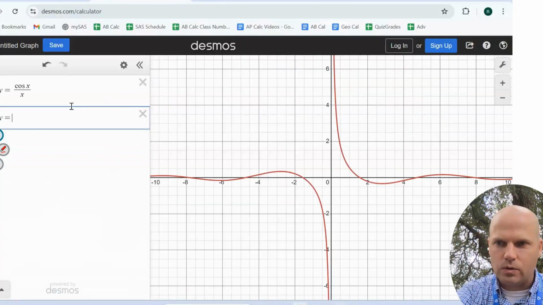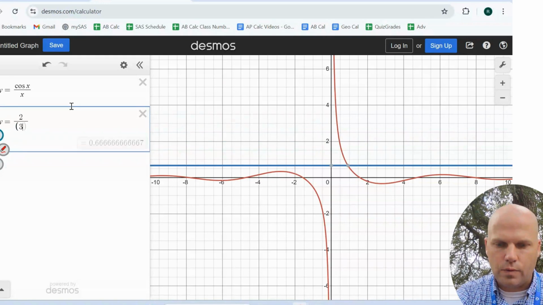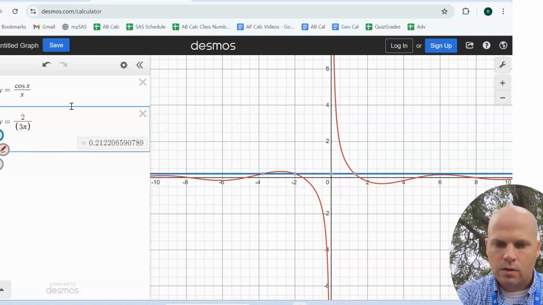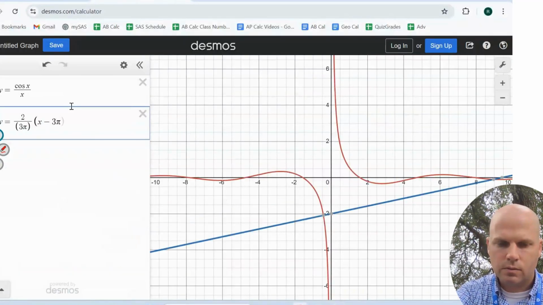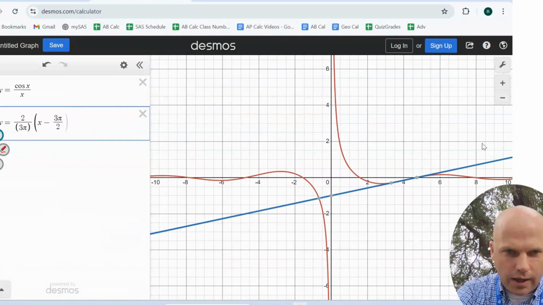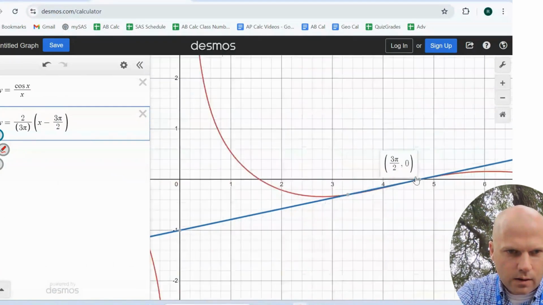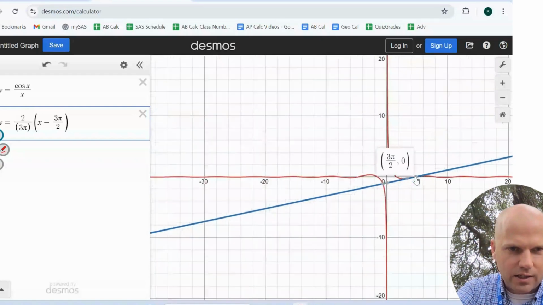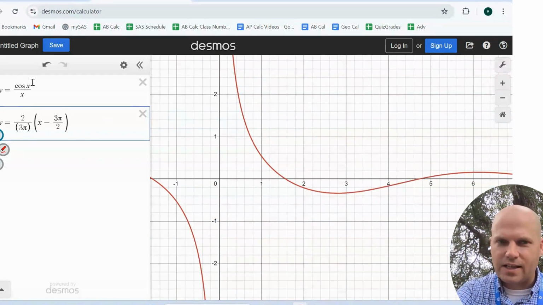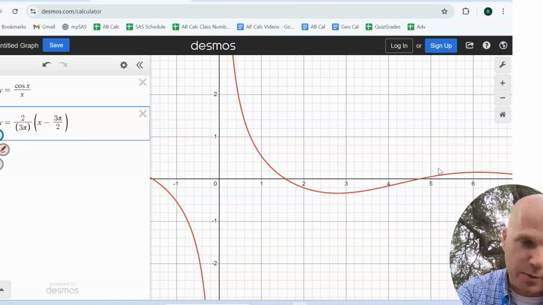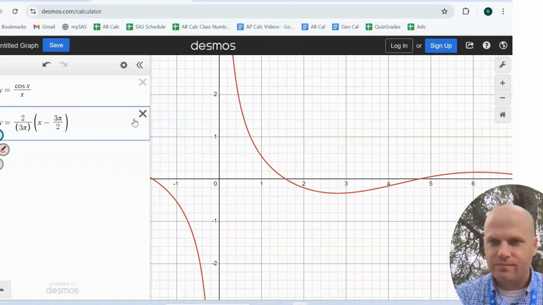And I got y equals 2 over 3 pi times x minus 3 pi over 2. And right there, that's our tangent line. It's beautiful. This is telling me that this function, cos x over x at x equals 3 pi over 2, is increasing 2 over 3 pi y's per x. Don't forget, slopes equal change.